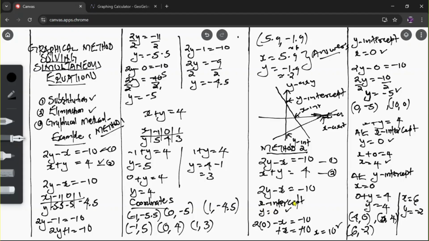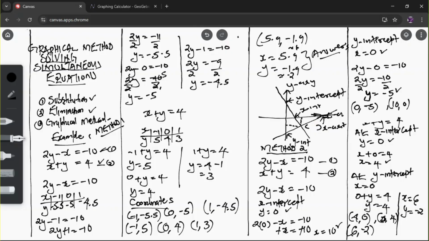Just know that at x-intercept, the value of y is 0. At y-intercept, the value of x is 0. So you just follow that procedure. Then you work out that. Where they are meeting here, that is where the solution is. You get for me the coordinates for that.